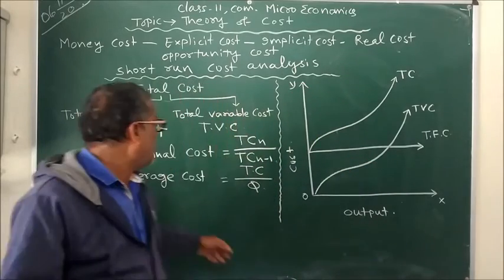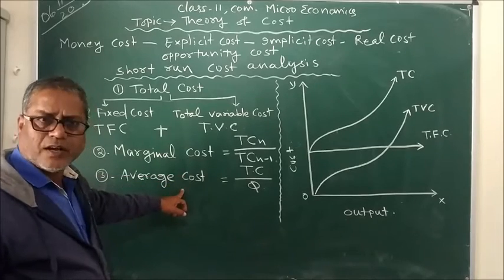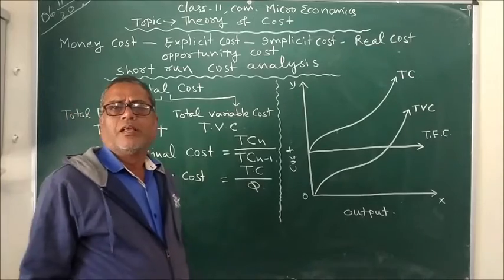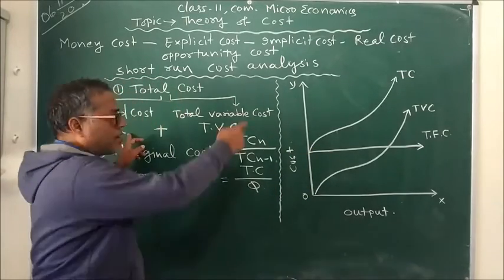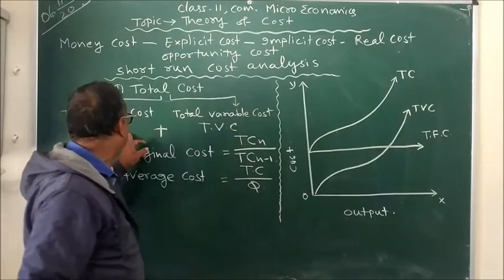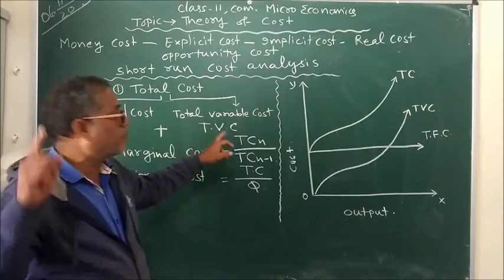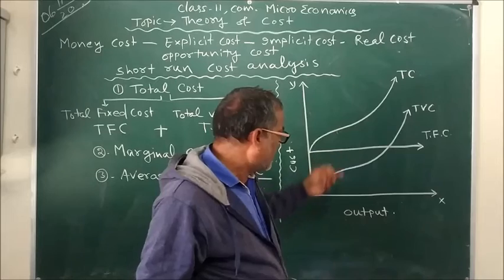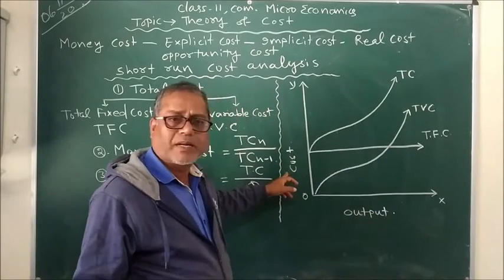So, along with total cost, we have also the concept of marginal cost and average cost. And today, we are not going to discuss these two costs because the length of the video will be much larger. Diagrammatically, we are going to explain the concept of total cost, total fixed cost, and total variable cost. Now come to this diagram, where along the x-axis we have taken output and along the y-axis we have taken the cost.